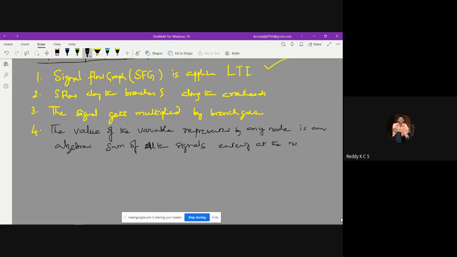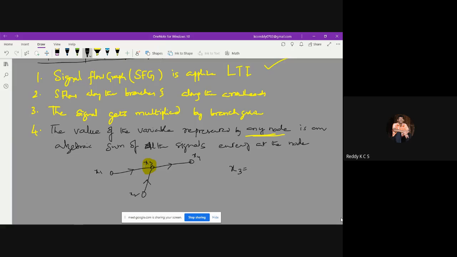So this I will explain with an example here. There are 3 signals entering at this particular point, and the direction of the arrow is like this. Say this is x1, this is x2, this is x3, and this is x4. Consider the x3 node. The value of the variable represented by any node, I have taken x3, is an algebraic sum of all the signals entering at the node.